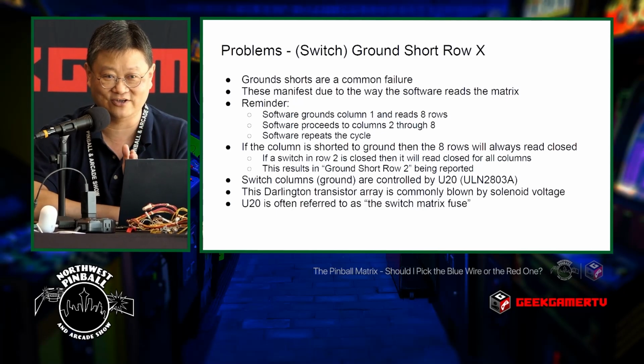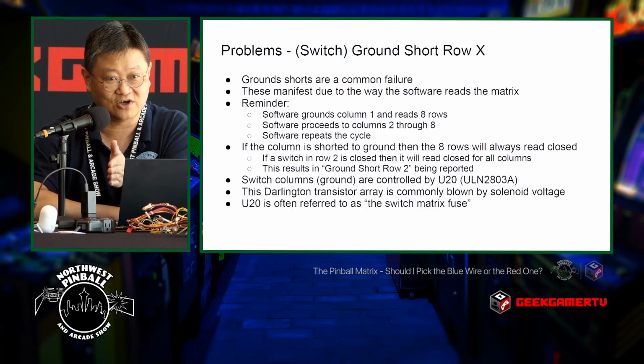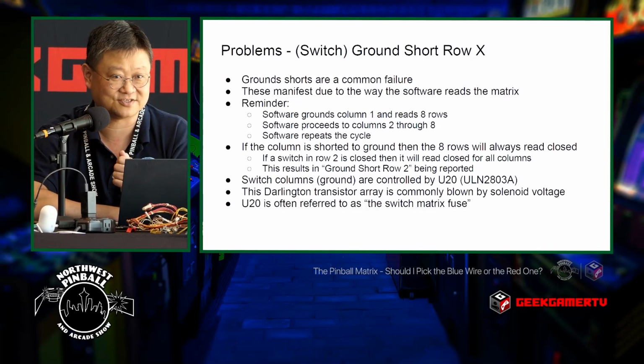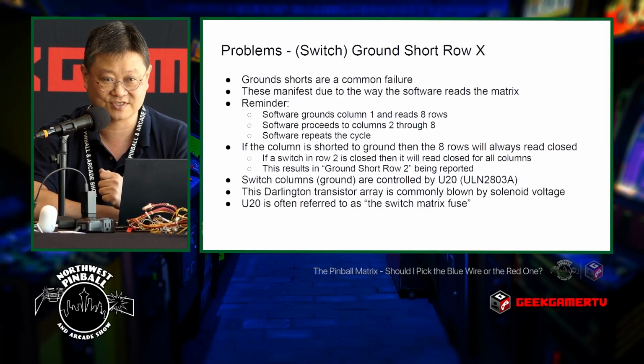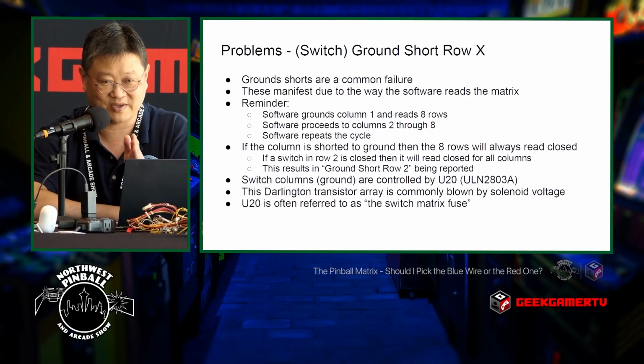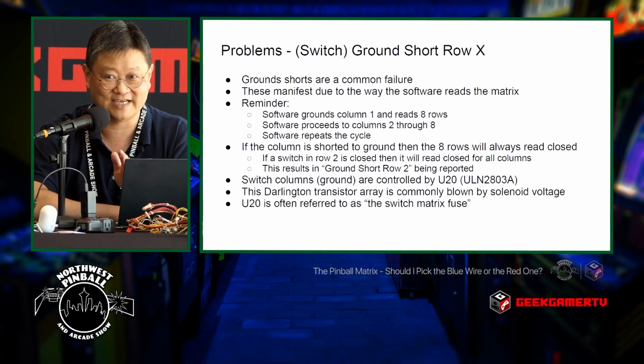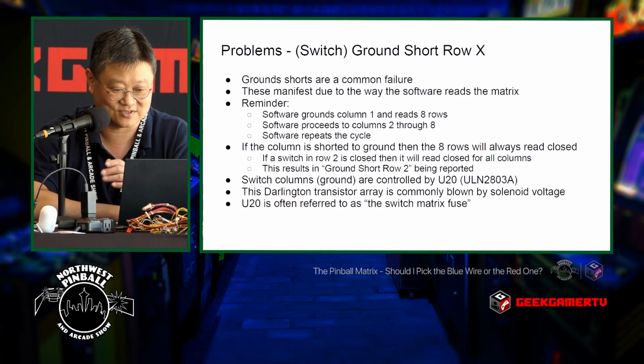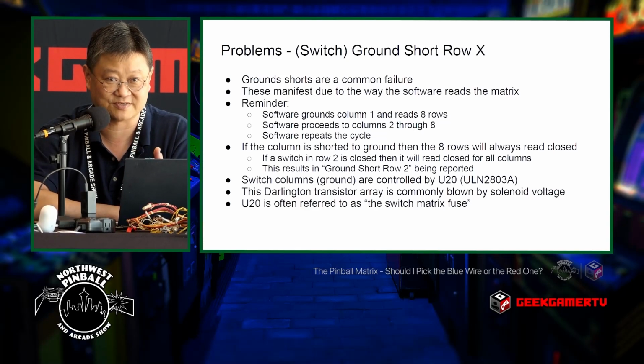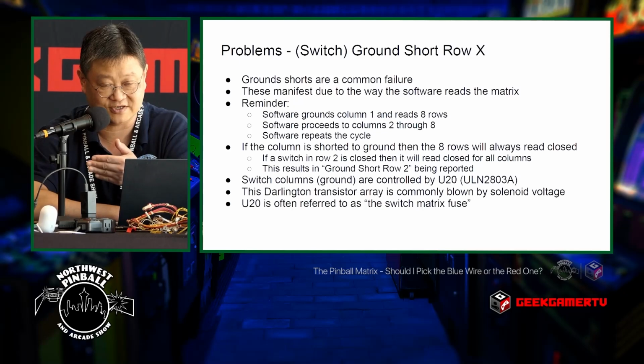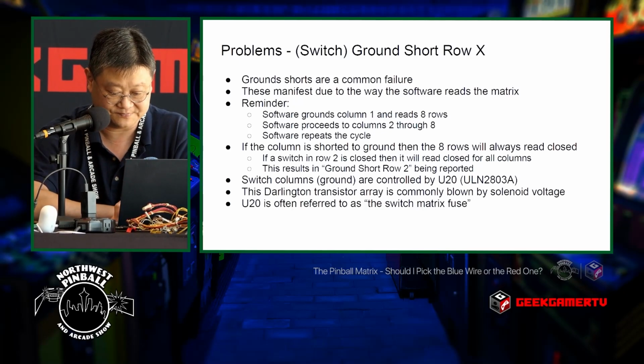I tried to ground column 3, and this is the result I got. Because column 4 is not under software control, it will read that as a short. That's why you see this all the time. It's very common. If you ever see this ground short, column, row, whatever, bet your bottom dollar it's going to be that ULN2803, the U20. This is the reason why, again, if you understand how the matrix works and how the software reads it, you can try and piece together the puzzle of why the software is reporting what it's reporting.